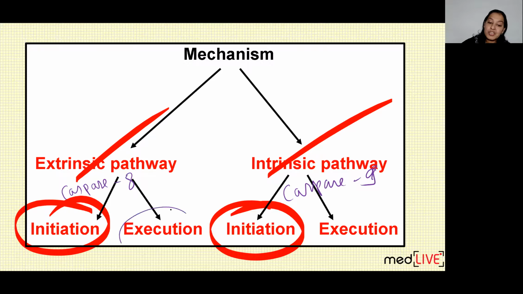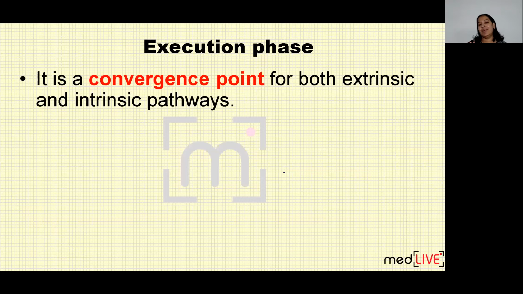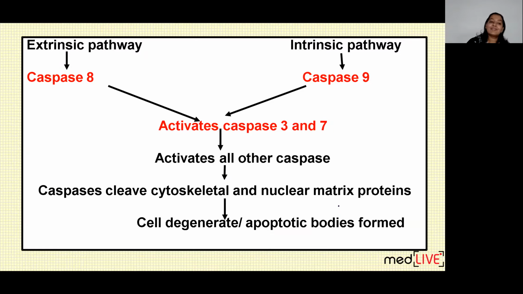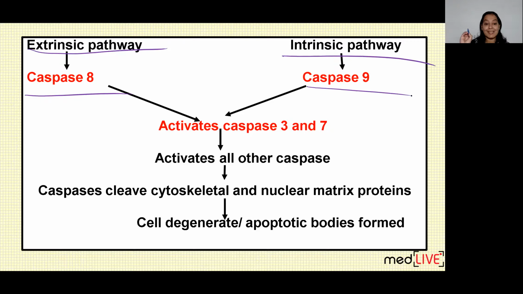In the execution phase, I will continue the story from here. The execution phase is common for both. It is the convergence point. Whether it is the intrinsic pathway or the extrinsic pathway, the execution phase is common. In the extrinsic pathway there was caspase 8, in the intrinsic pathway there was caspase 9. Caspase 8 and caspase 9 will activate caspase 3 and 7. The next two caspases are caspase 3 and 7, never forget. So the first caspases to be activated in the execution phase of any pathway are caspase 3 and 7.